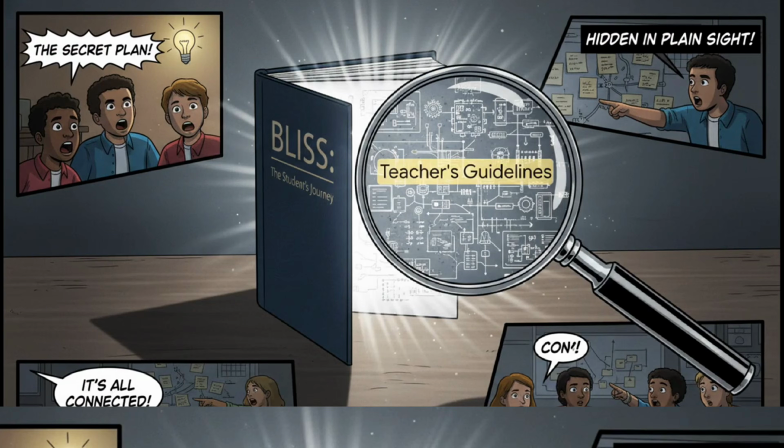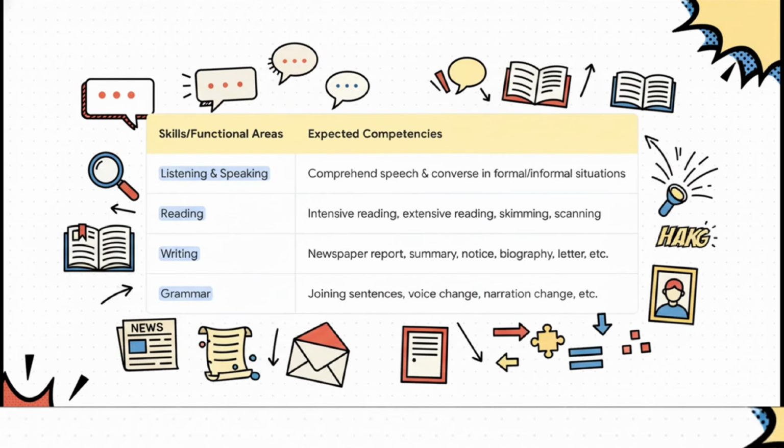And where do we find this master plan? Well, the secret has been hiding in plain sight all along, right at the very back of the book, in the teacher's guidelines. This part reveals that nothing, absolutely nothing in this textbook is there by chance. Every lesson, every little exercise has a specific purpose. It's all part of a bigger plan. And this is it, the master plan itself.